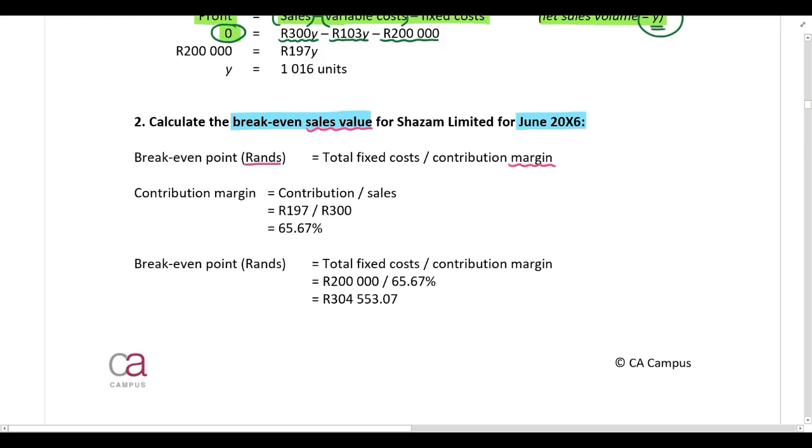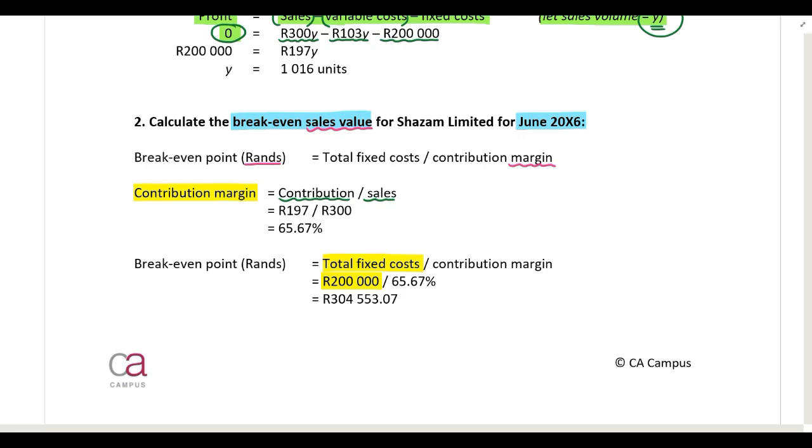So there's no change in our total fixed costs. Total fixed costs are still 200,000 rand. We just need to calculate the contribution margin. And we calculate the contribution margin by taking contribution and dividing by sales. Now you can either perform this calculation in total or per unit. So if we perform the calculation in total, you'll take total contribution and divide by total sales. Alternatively, if you perform the calculation per unit, you'll take the contribution per unit and you'll divide by the selling price per unit. Either way, you'll get exactly the same answer.